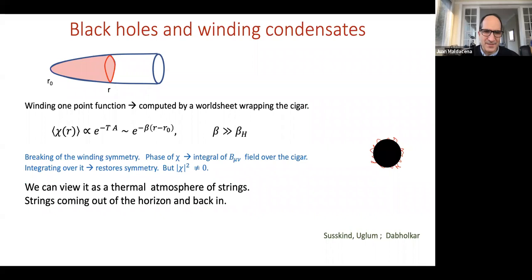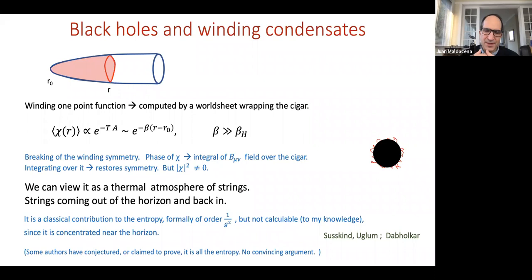Now the interpretation of this winding condensate can be viewed as a thermal atmosphere of strings that are around the black hole horizon. So strings coming out of the horizon and back in. Even though it's a classical effect at the level of string field theory, it can be viewed as a manifestation of Hawking radiation of strings, the Hawking atmosphere of strings. Its contribution to the entropy is formally of order 1 over g squared, but at least to my knowledge, it's not really calculable, because it can be concentrated near the horizon, so I don't know how to calculate the entropy from this point of view. Though some authors have conjectured that perhaps all the entropy comes from this, I didn't find a convincing argument.